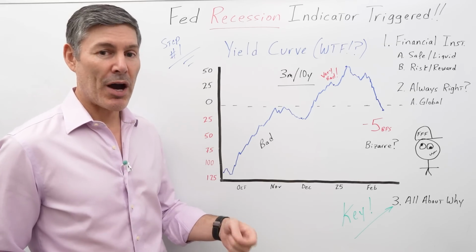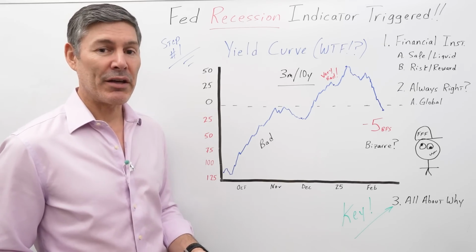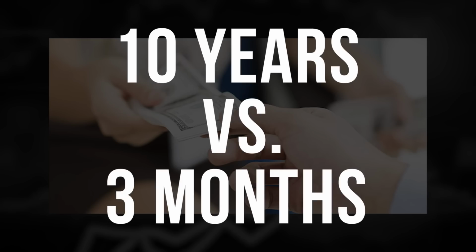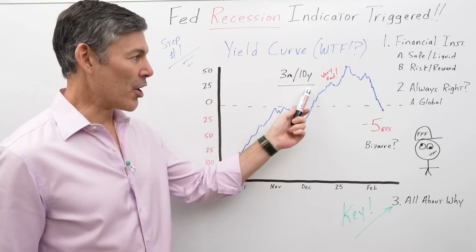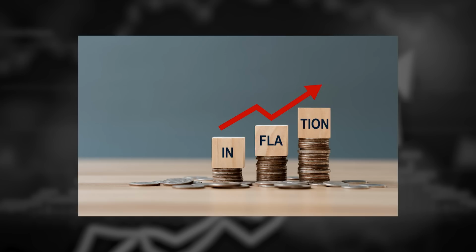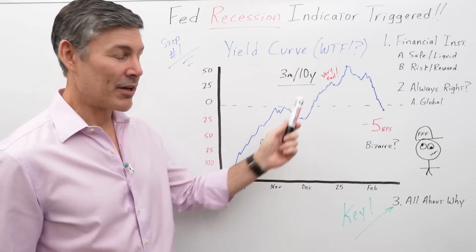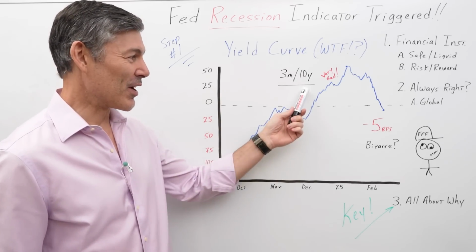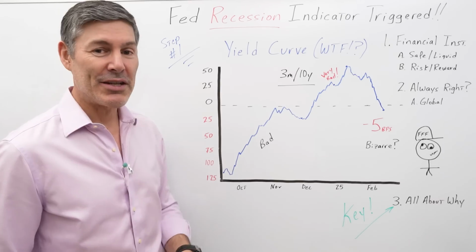I mean, you can just use some common sense and think about lending your buddy $1,000 for 10 years versus 3 months. Which one are you going to charge him a higher interest rate? Which one do you have more risk for inflation or not being paid back? Obviously, for 10 years.